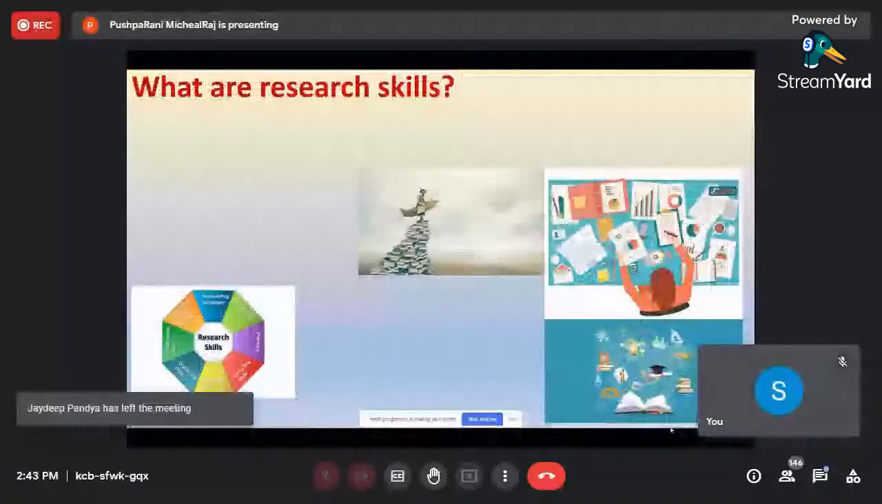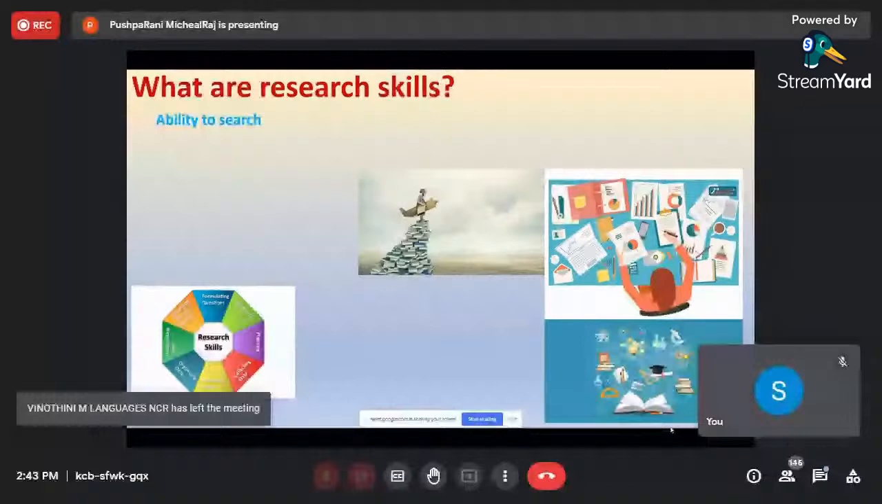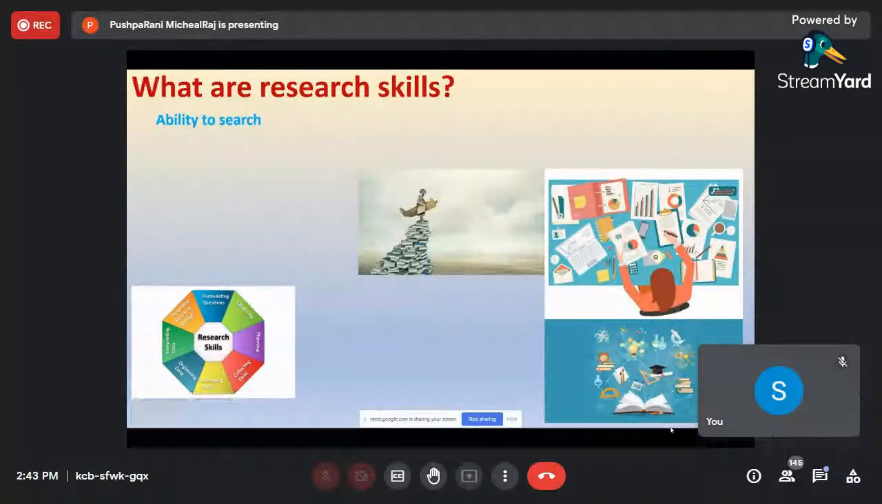So research skills refers to the ability to search, locate, or extract information, organize your data, evaluate, use, and present that information. These are all your research skills, and how the particular topic is focused for a particular research.